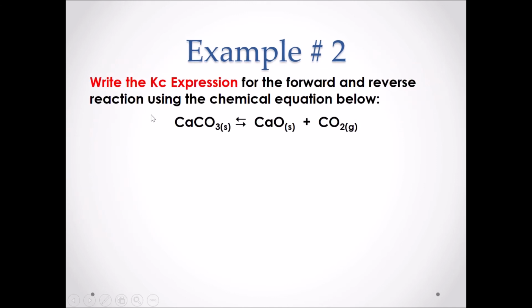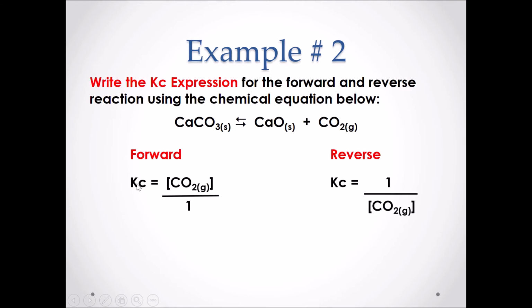Example number 2. Write the Kc expression for the forward and reverse reaction using the chemical equation below. Pause the video and attempt this example. Remember, solids are not included in the Kc expression. For our forward reaction, our Kc expression is the concentration of CO2 gas over 1. And for our reverse reaction, the Kc value is the opposite, 1 over the concentration of CO2 gas.